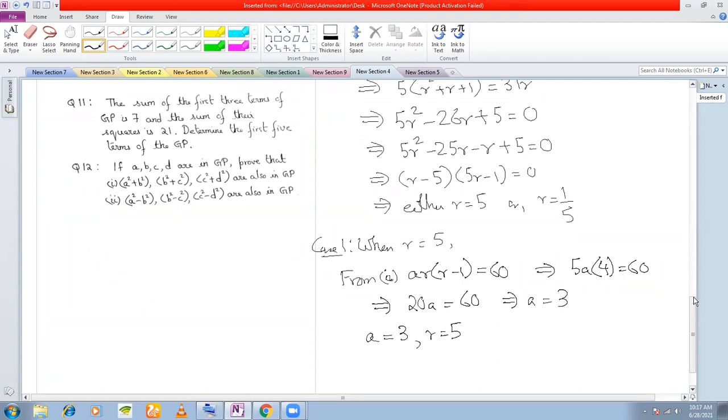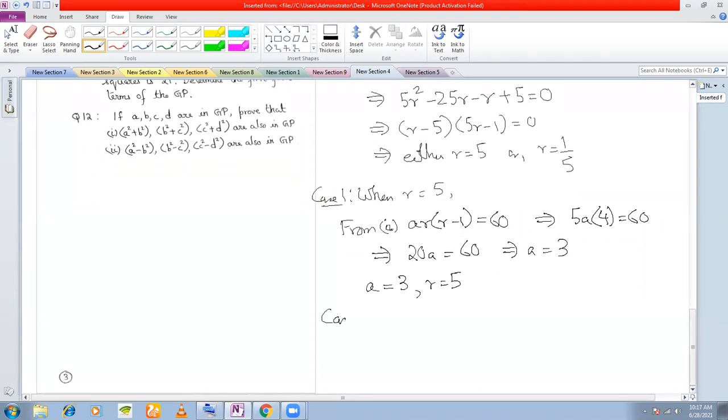Right? The first term and the common ratio are what you need to find. So in the first case, this is the first term and this is the common ratio.